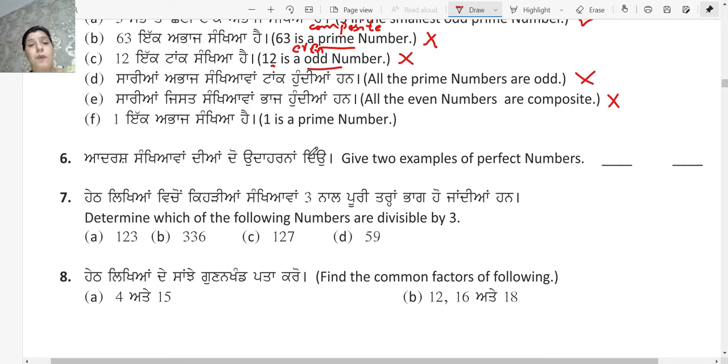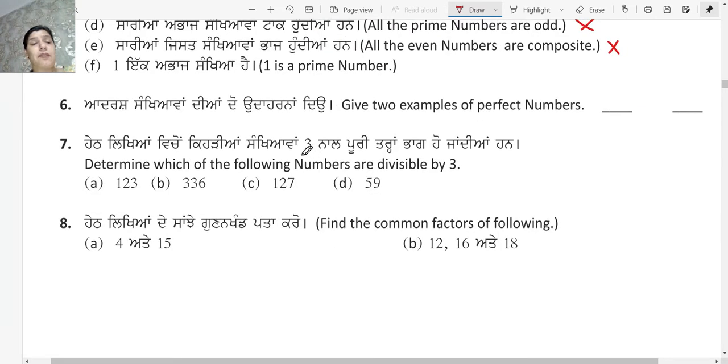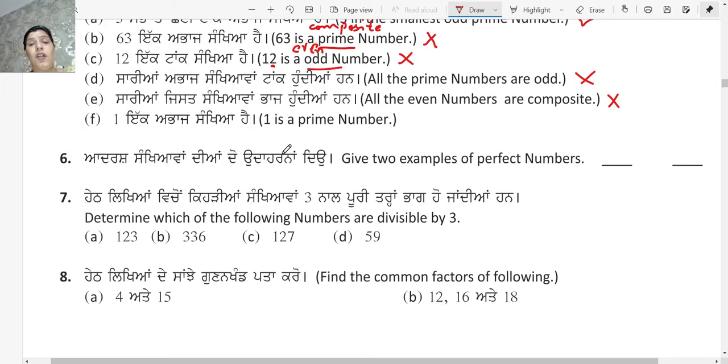Then last part, 1 is a prime number. बेटा 1 को हम ना ही prime की category में गिनते हैं और ना ही composite की. So 1 is neither prime nor composite. So this is again a false statement. I hope true false is clear to you.